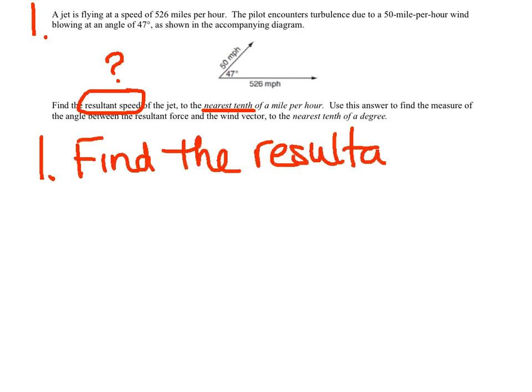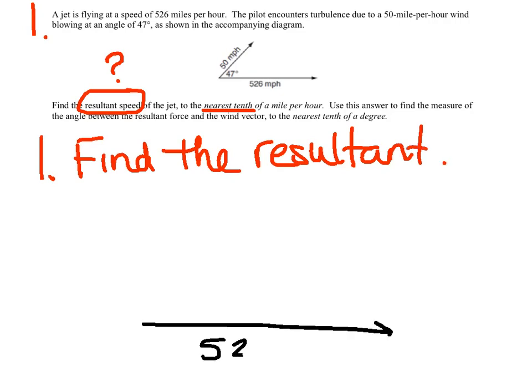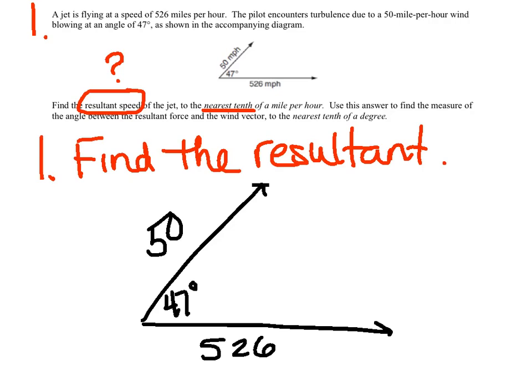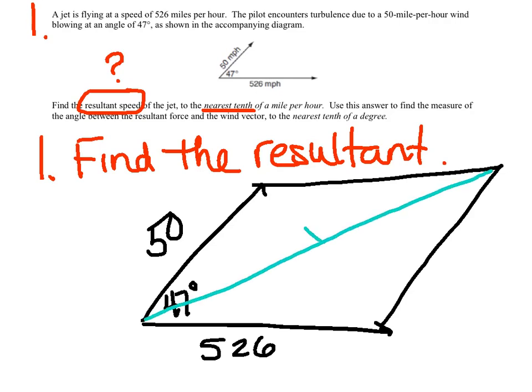All right, so we're going to redraw this picture. So I may just make it nice and big. So this vector was 526, or this force. This vector of force was 50 miles per hour, and the angle between them is 47 degrees. And now go ahead and finish it off and make it look like a parallelogram. The question wants to know what is the length of the resultant. So I'm going to put an X on that side. I'm going to draw my resultant in, and again it should come out between my two forces, and put an X there.